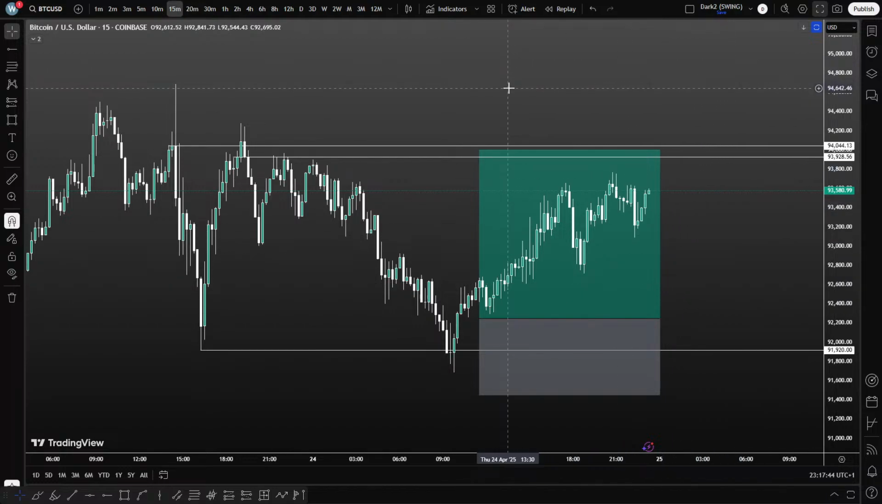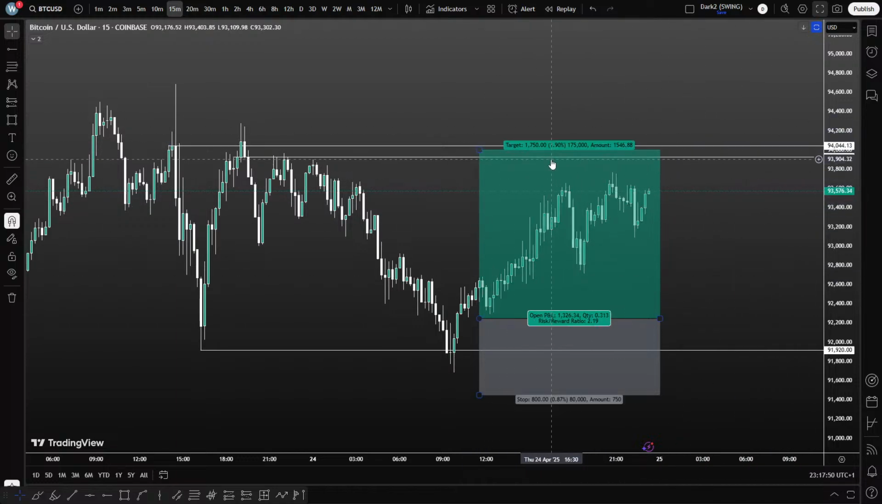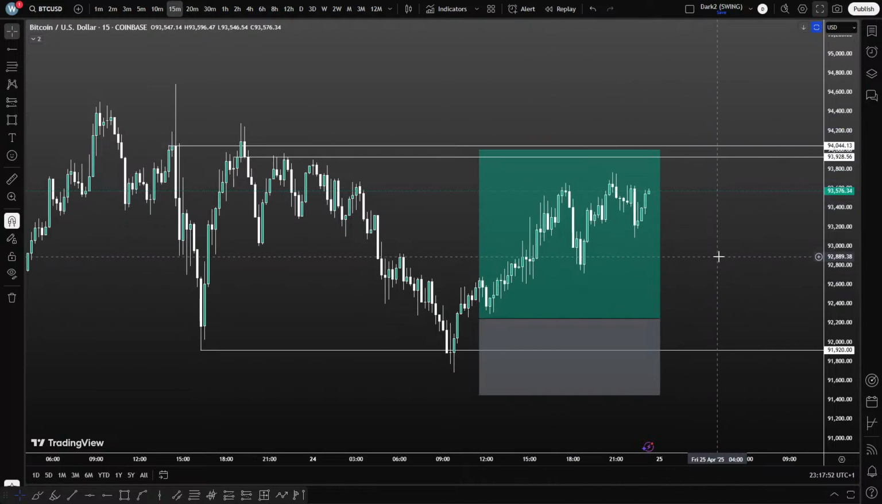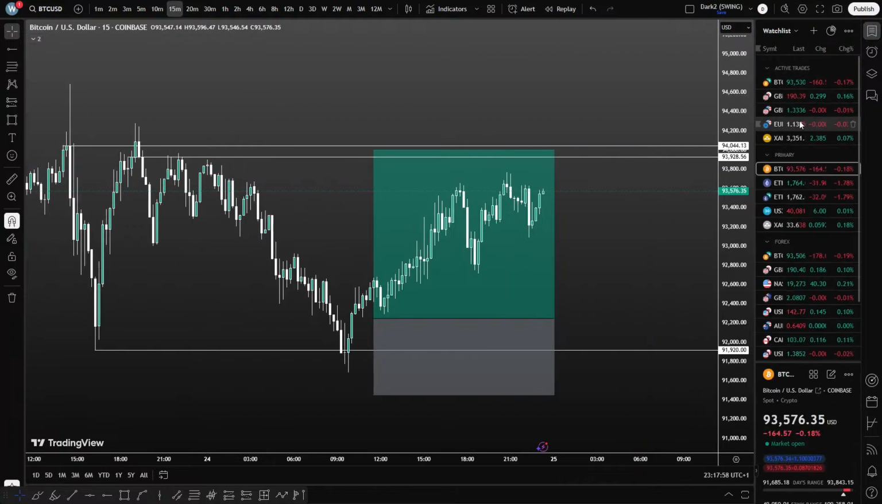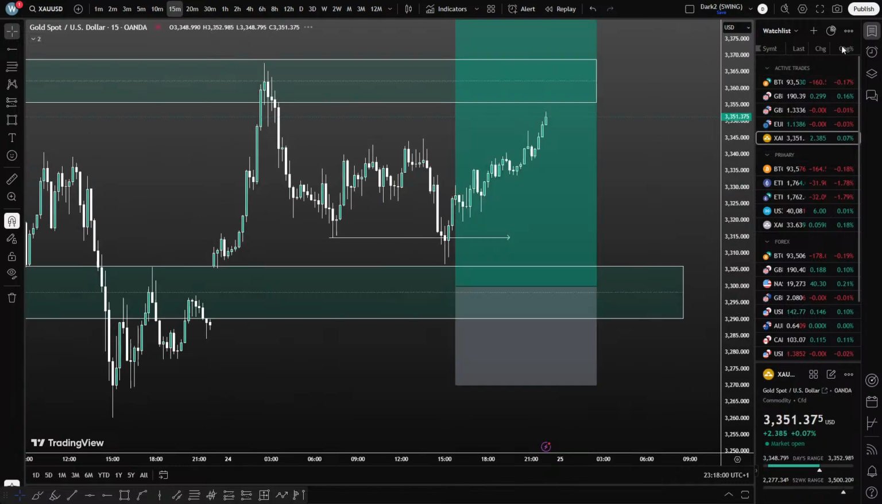So I'm not going to give another setup on Bitcoin, but I would look for it to trade into 94k before moving back to the downside on an intra-session basis, and then on a slightly higher time horizon, I'm looking for Bitcoin to still push up into the 95s and higher. Okay, I'm not going to go too deep into that.